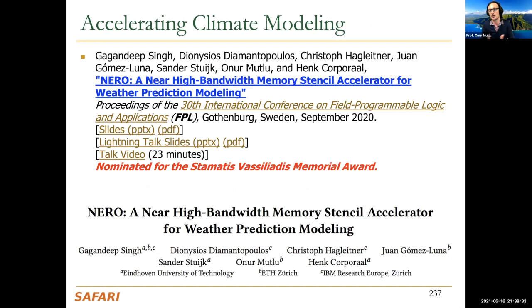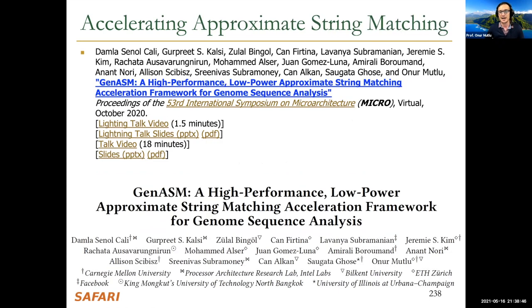And more recently, we've been looking at FPGA-based implementations, FPGA and HBM, high bandwidth memory, together, which is a closer form of putting memory closer to the configurable fabric. And we've been looking at the benefits that come with important applications like climate modeling. And we've been seeing a lot of interesting high energy efficiency and performance benefits compared to general purpose systems. And as I said, we've been looking at bioinformatics a lot. And this is a near data accelerator for approximate string matching.